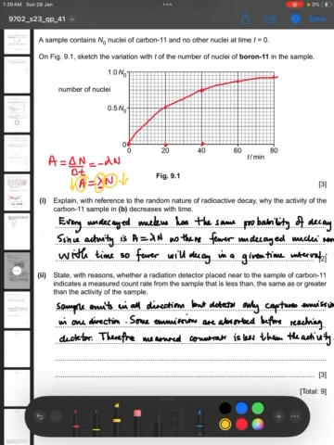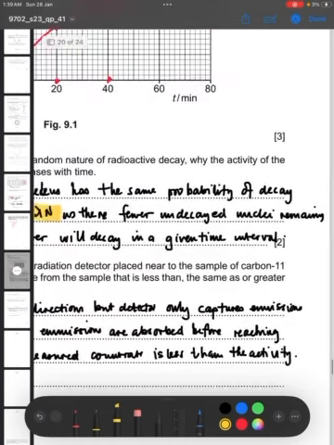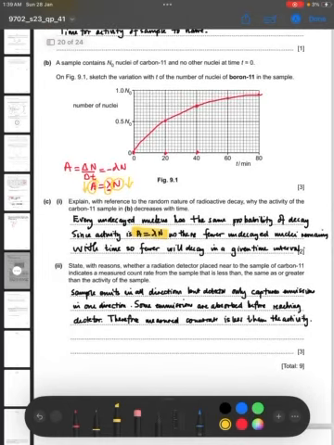Its decay constant. Since the activity A is equal to lambda N, as N is decreasing, there are fewer undecayed nuclei remaining with time. So fewer will decay in a given time interval.